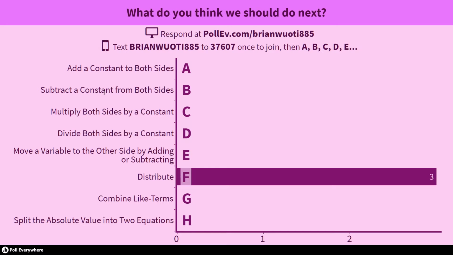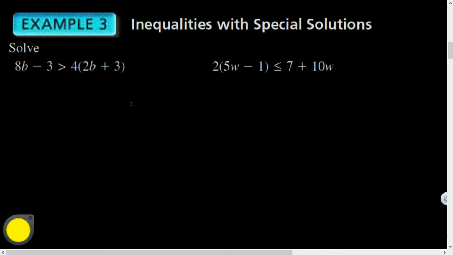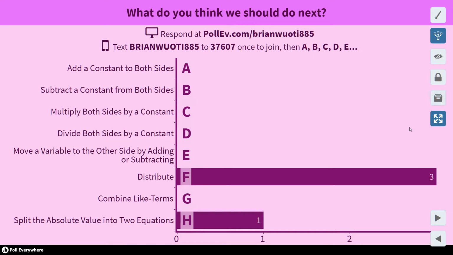Let's find out what the polls say. Oh, I like it. The popular vote is the correct vote. We will do some distributing. I like that. And distribution is a type of simplification. That was a terrible inequality. 4 times 2b is 8b. 4 times 3 is plus 12. Okay, all right, here we go. Next step. I like this problem.